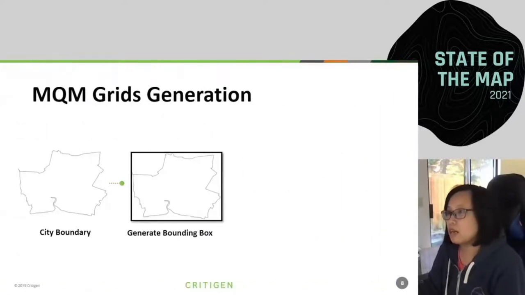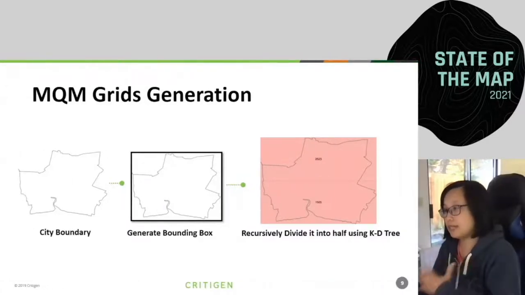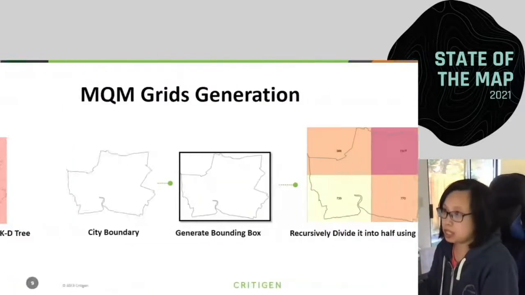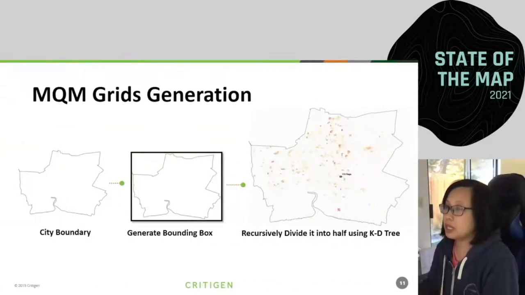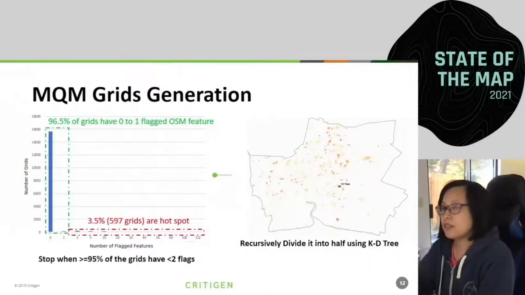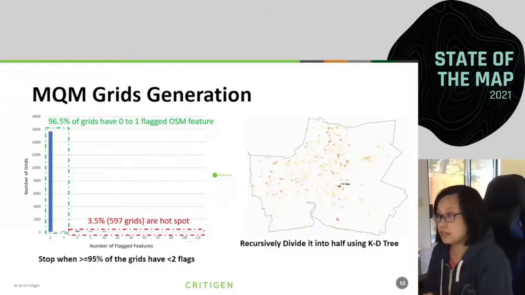We're building a bounding box out of it. And as you can see, we're using the KD tree to slice, every time we slice 2, 4, 8, etc., recalculating the map errors. By doing that multiple times, our program will be able to navigate the hotspot depending on the user input and how we define the hotspot. Take this research and presentation, for example. We're using over 95% that have 0 or 1 flagged OSM features. So basically, if it's 1 or 0 map errors, we don't care. But the rest of them, we want to actually take a very close look.